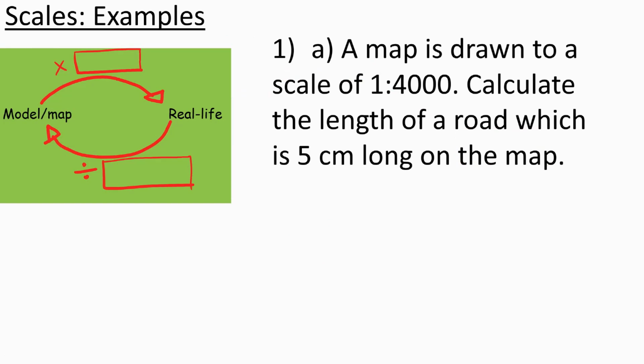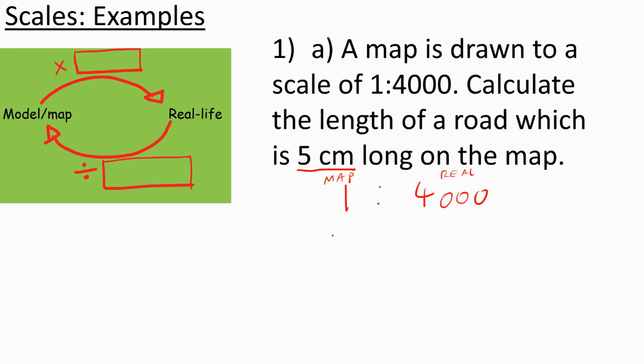Here's an example. A map is drawn to a scale of 1 to 4,000. So what that means is 1 centimetre on the map represents 4,000 centimetres in real life. Now that might seem really impractical, 4,000 centimetres, which is why we usually change the units once we've worked out what we want to work out. So we want to work out the length of a road which is 5 centimetres long on the map. So we have 1 to 4,000. Now remember, 1 centimetre is going to be on the map, 4,000 centimetres real life.